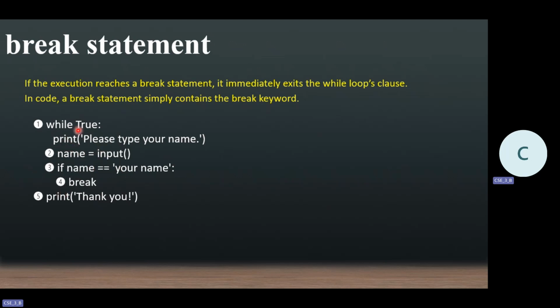We can see here, while True, and we are printing the message, please type your name. Then we read that name using the input function, since we are reading a string, that is name. Then we compare: if name is equal to your name, which is a string value we have stored. So I am comparing whatever name has been read from the user with your name. If that is the case, we want to come out of the while loop. Once we come out, we print the message, thank you.